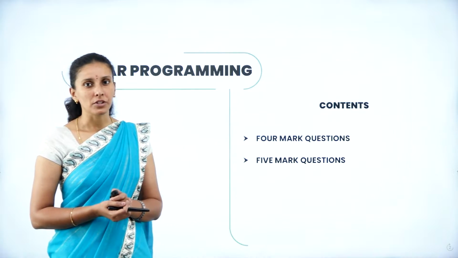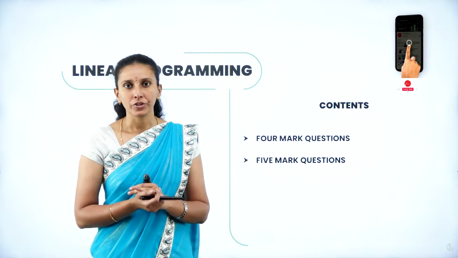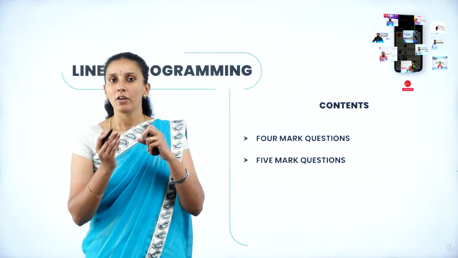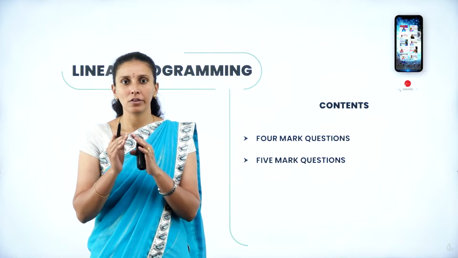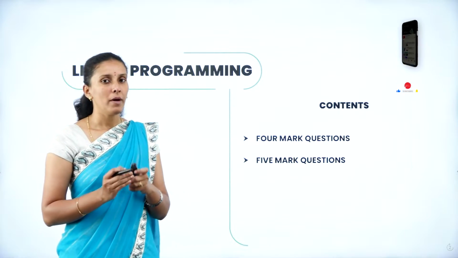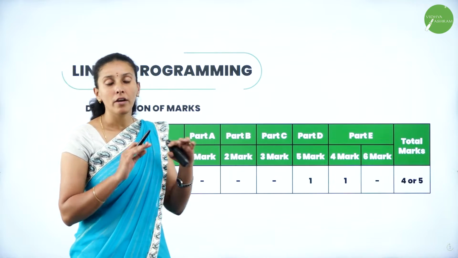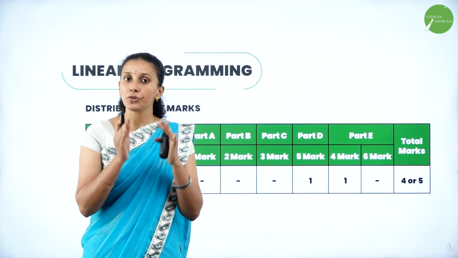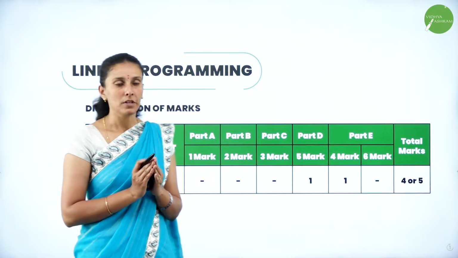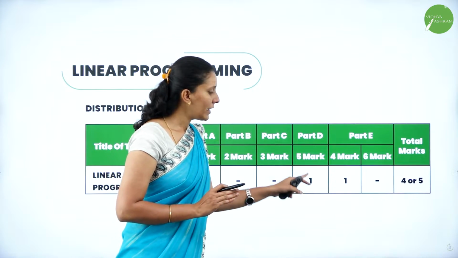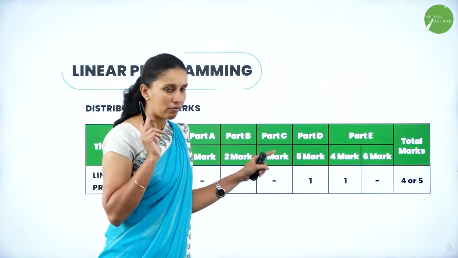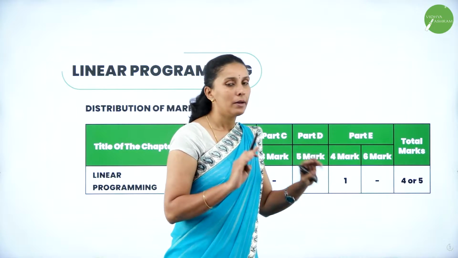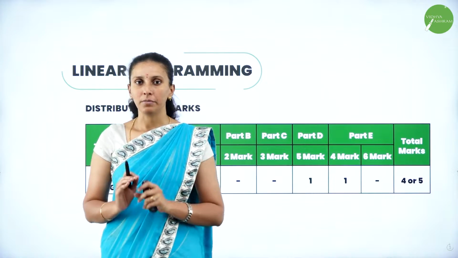So from this chapter, you will get a 4-mark question as well as a 5-mark question, which is optional. If you get 4 marks, you will not get 5 marks, or if you get 5 marks, you will not get 4 marks. So the 4-mark problem is basically on formation of LPP, but the 5-mark question is basically to solve the linear programming problem. Therefore under part D, which is a 5-mark question, you might get 1 question, or from part E you will get a 4-mark question. So maximum you will get 4 or 5 marks from this chapter.